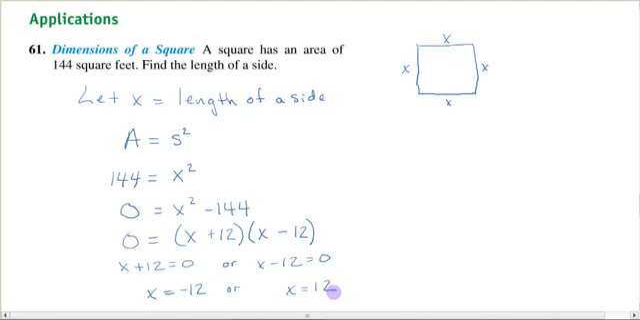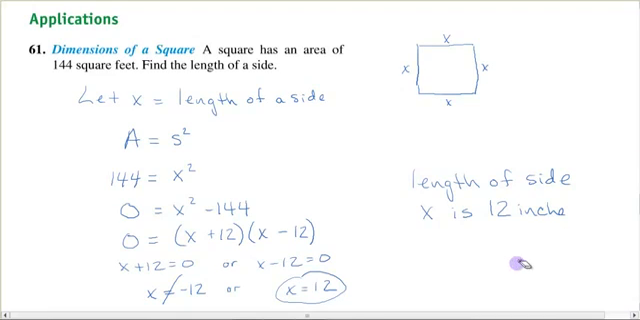So it's okay for the length of a side to be 12, but it doesn't make sense to have a negative length. Okay, so we're going to throw this out, not because it doesn't check, but because it doesn't make sense in the context of this problem. And we'll keep this answer. And we need to make sure and state our answer with the unit. So if the area was square feet, then the length of the side is 12 feet. Okay? And that's it for that application.